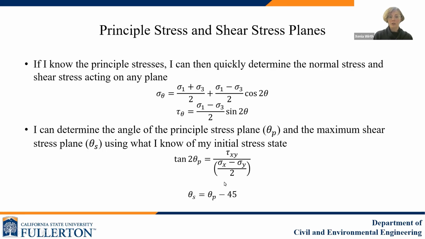I can also use my initial stress state to determine the angle of both the principal stress plane and the maximum shear stress plane. These two planes will be at different angles from each other since they're representing different quantities. The angle of the principal stress plane, where the shear stresses will be 0, is represented by this function here. It is a ratio between my initial shear stress and the difference between my initial normal stresses divided by 2. And then I can find the angle of my maximum shear stress plane as the angle of my principal stress plane minus 45 degrees.